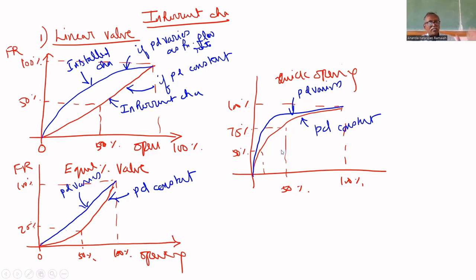So you have to get all these six characteristics in the lab. How to get the inherent characteristics? We have to get the inherent characteristics when the pressure drop across the valve will be minimum.